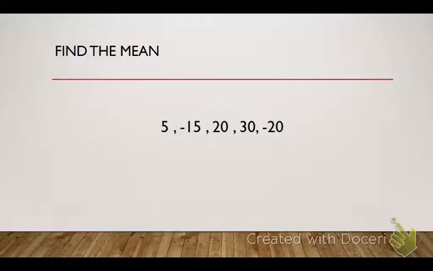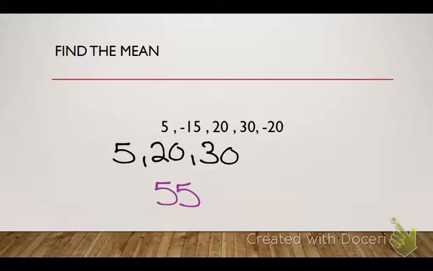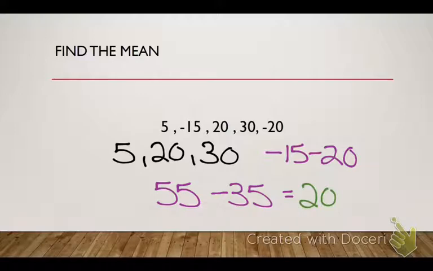Okay, so let's check it out. When we add our positives together, did you get 55? Yes. When we add our negatives and keep, did you get negative 35? Yes. So what's 55 minus 35? 20. And what would I do with 20 now? You divide it by 5. Why 5? That's how many numbers there are. Did you get 4? Yes. Okay. So that's how you find the mean.